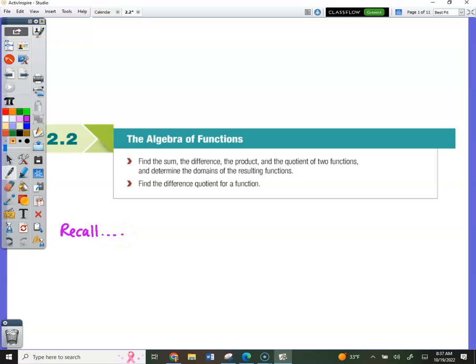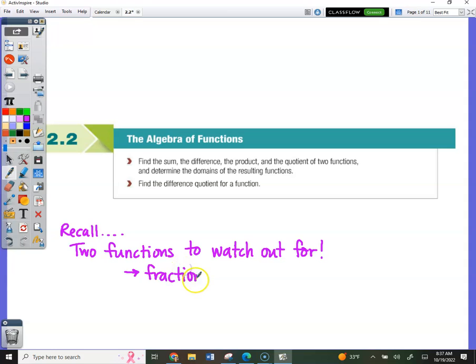with domain, there's two functions to watch out for. And what I mean by that is, in terms of the domain, what can you not do with a fraction? You can't have 0 on the bottom. So when you have a function that is a fraction, it's actually called rational, but we'll say fraction. If it's a fraction, or if it's an even root.